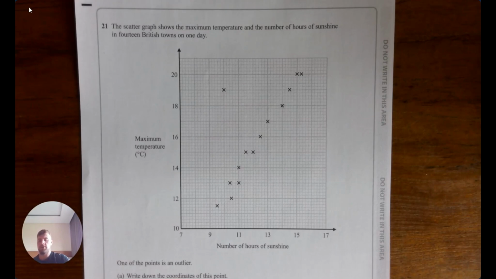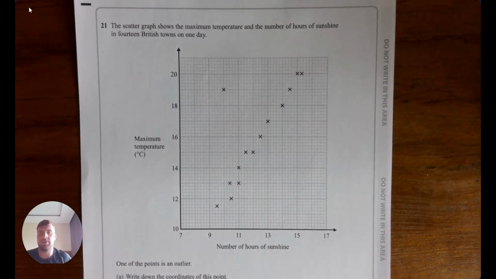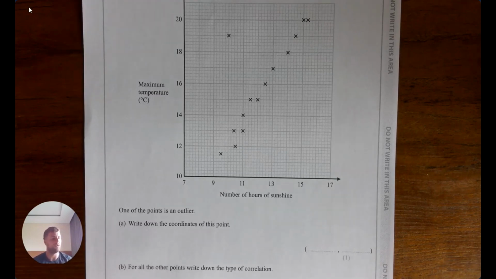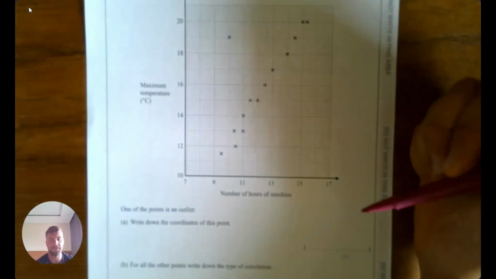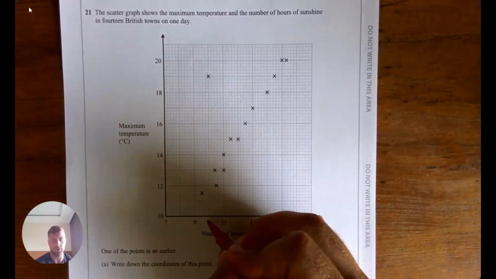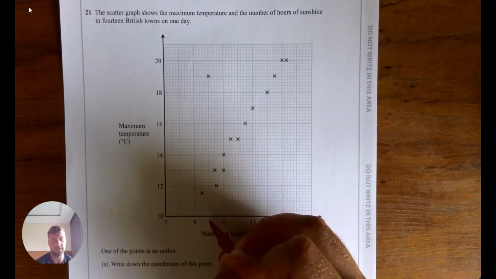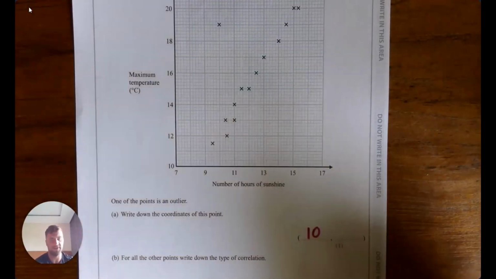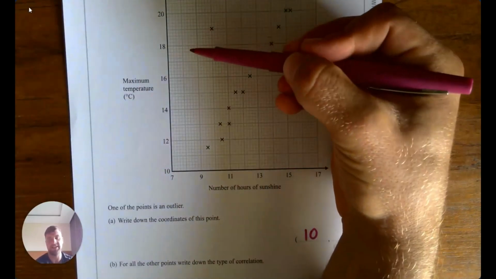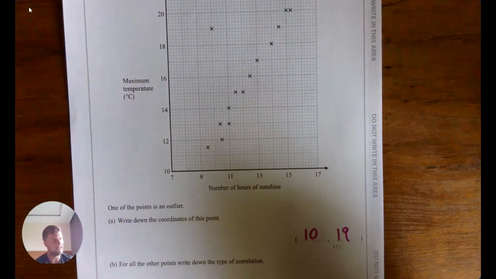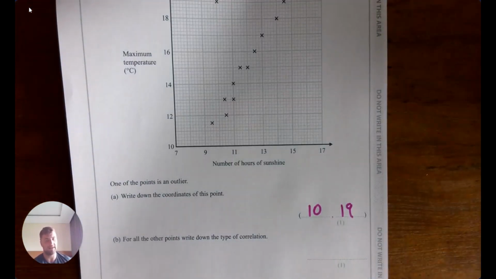Okay, we've got a scatter graph question next. So the scatter graph shows the maximum temperature and the number of hours of sunshine in 14 British towns on one day. One of the points is an outlier. Write down the coordinates of this point. So an outlier is one that doesn't follow the general trend of the other points. You can see these are all nearly in a straight line, and then there's this point over here that is not. If we look at the coordinates for it, the x coordinate's halfway between 9 and 11. So I'm going to put 10 here for that. And then the y coordinate is halfway between 18 and 20. So it's going to be 19 there. So coordinates are going to be 10 and 19.